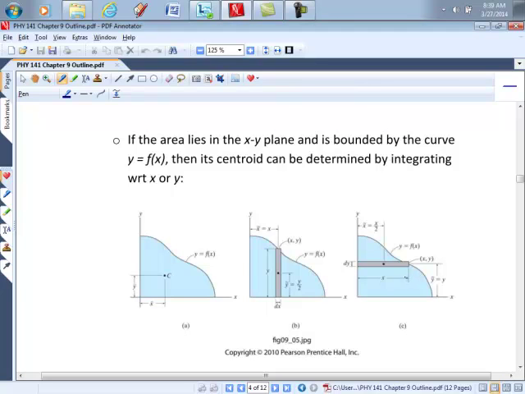And sometimes the one that looks like it's going to be the easiest, you'll run into a problem. You get something that's difficult to integrate. Try integrating with respect to the other variable.